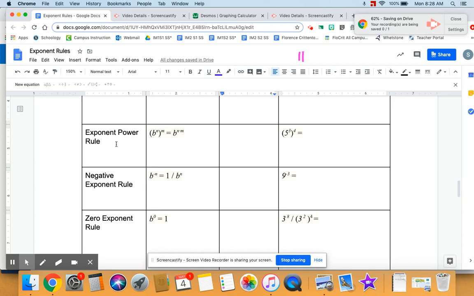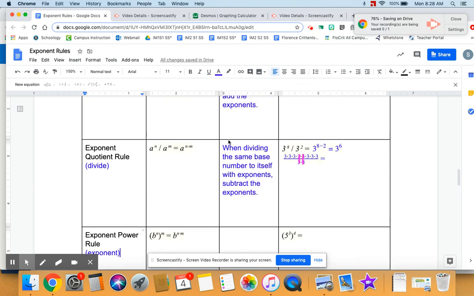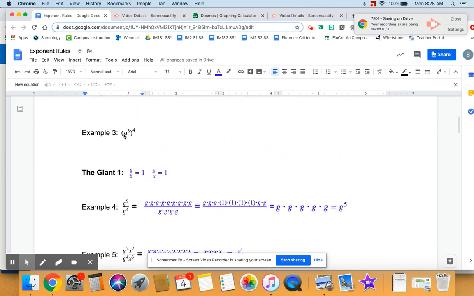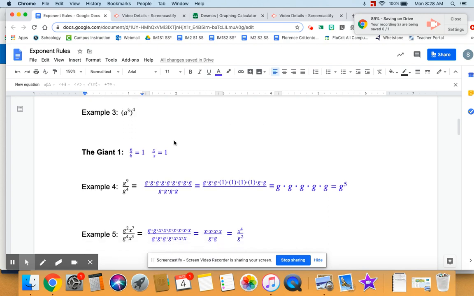The next one's called the exponent power rule. And power is just another word for exponent. So it's like the exponent rule, meaning if there's an exponent on an exponent like this, what ends up happening is they get multiplied. We did do an example like this above too. With this one, the a to the power of 3, all getting raised to the power of 4. If you remember, if I had 4 of these and each one of these was 3, when we got to the end, there is 12. And 3 times 4 is 12.